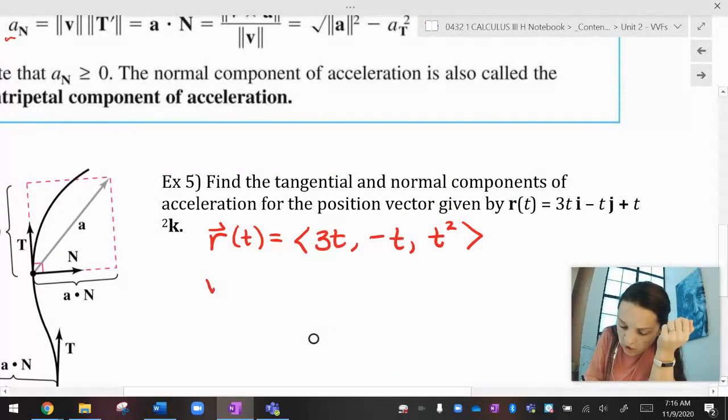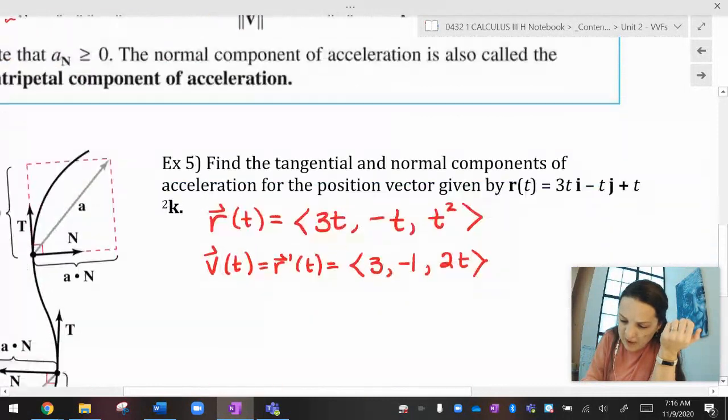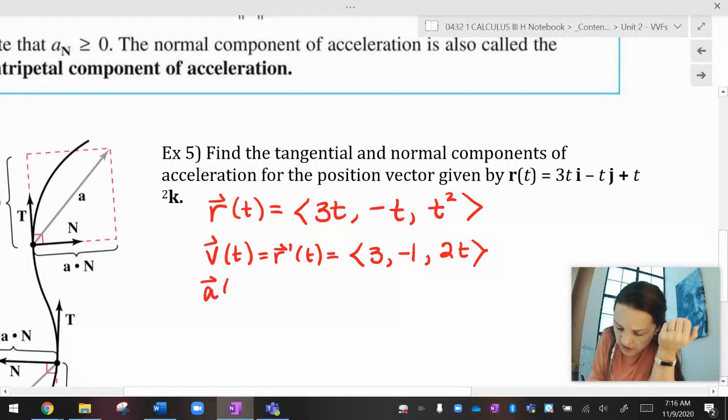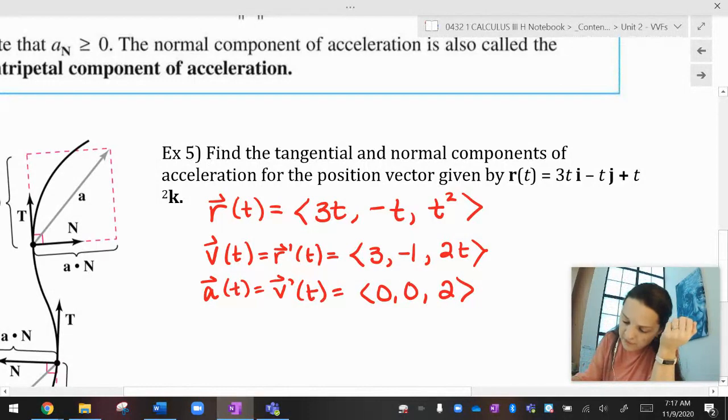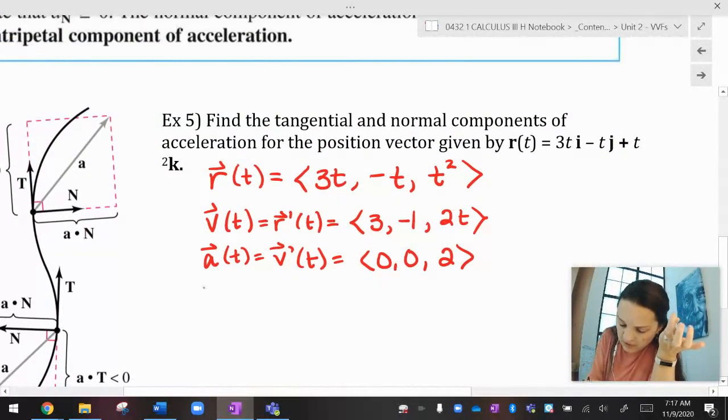So if this is r, then v is just r prime, and that's going to be 3, -1, 2t. Okay, I'm supposed to dot that with a. Well, I can find a because a is just v prime, which is 0, 0, 2. Oh gosh, that's so satisfying. So many zeros. And now I have to do v dot a over the magnitude of v. Well, that's not a big deal.